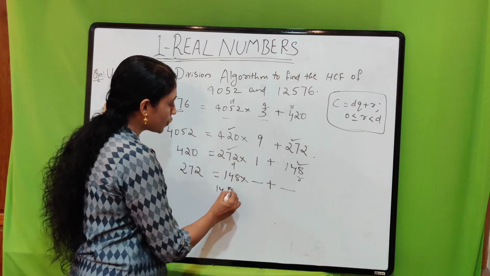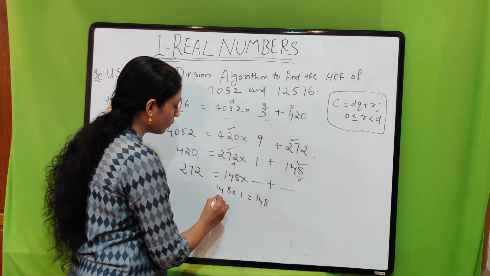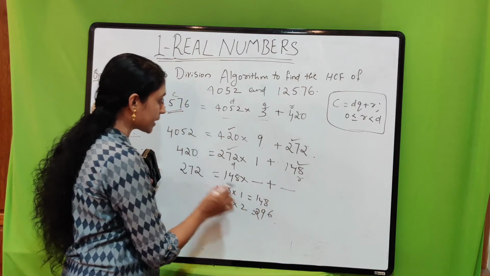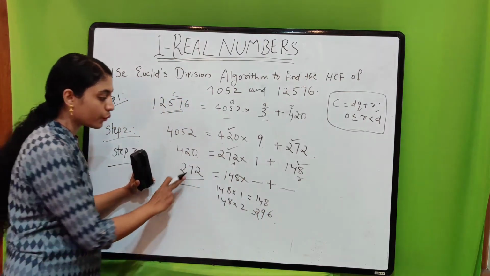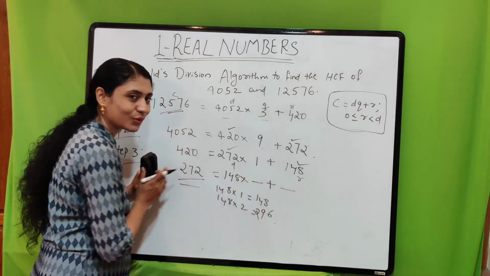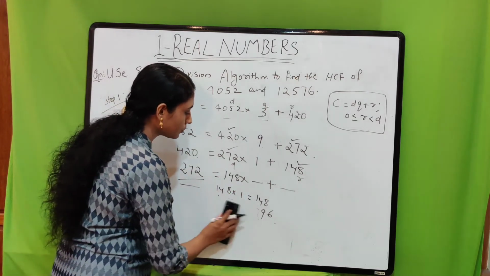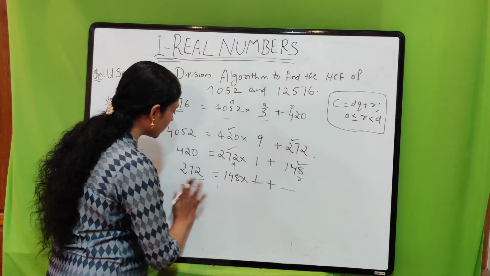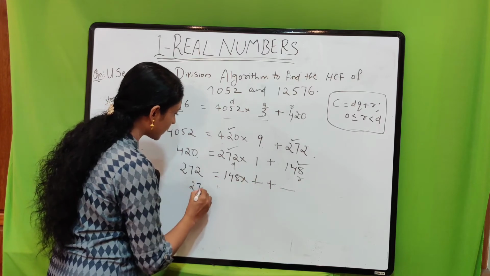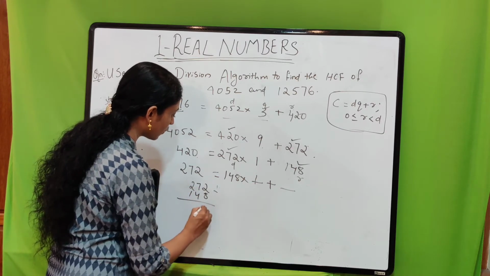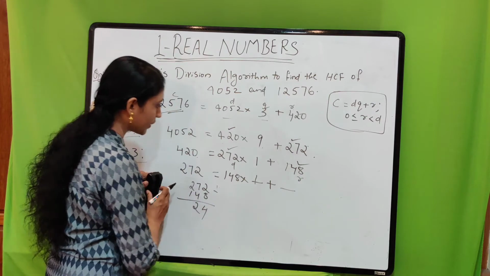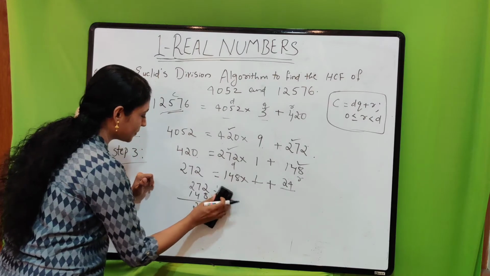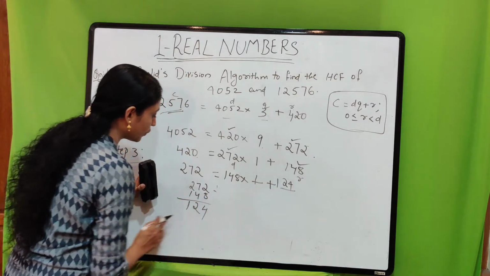What is quotient and remainder here? Here once again 148 into 1 is 148. 148 into 2 is 296. That is greater than 272. So you have to find a number which is less than 272, and that is 148, into 1 plus, what is the remainder here? 272 minus 148 is 124, right? So plus 124. Understood? Here it is 124, not 24, okay?